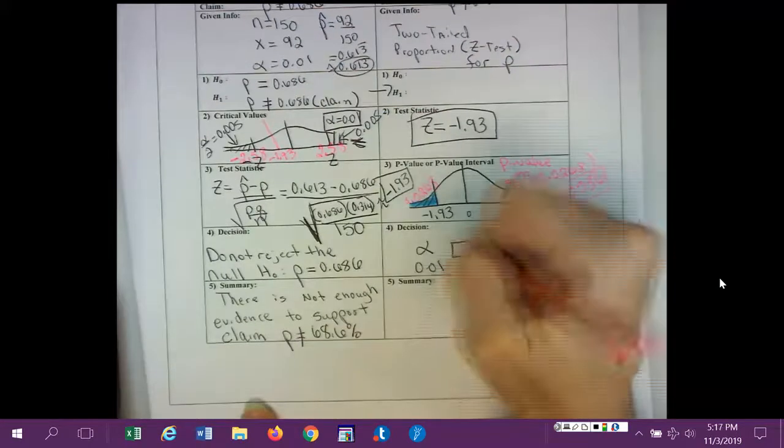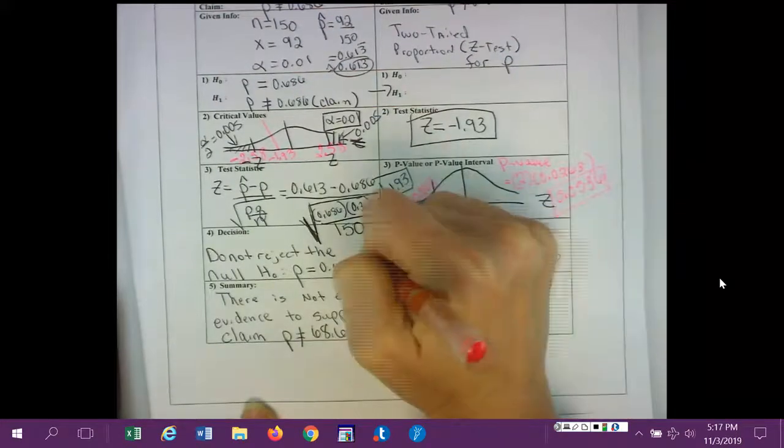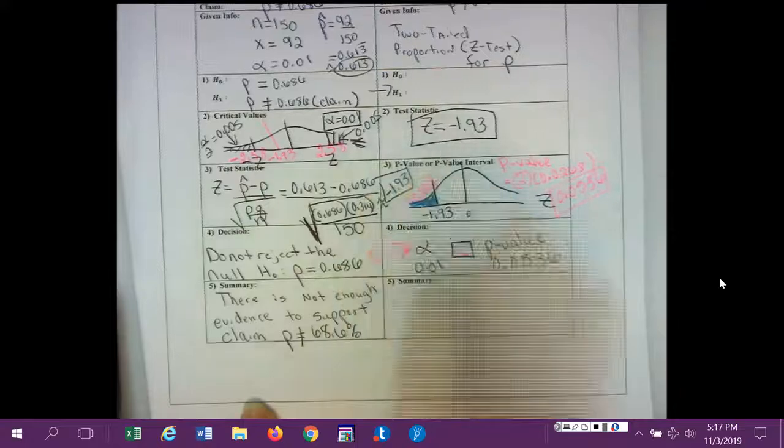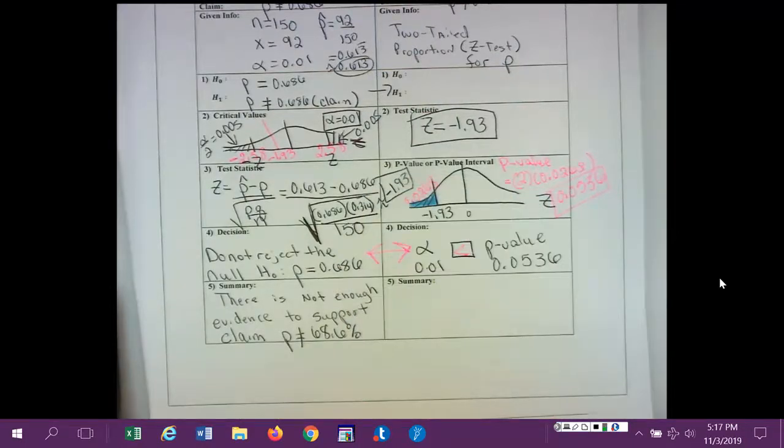Alpha is less than. So once again, do not reject the null. There is not enough evidence to support the claim. Sadly. I say it's sad because I always think of myself as the one that's conducting the test. And when you can support my claim, I'm happy. And when there's not enough evidence to support my claim, I'm sad. So, and it has nothing to do with this test.